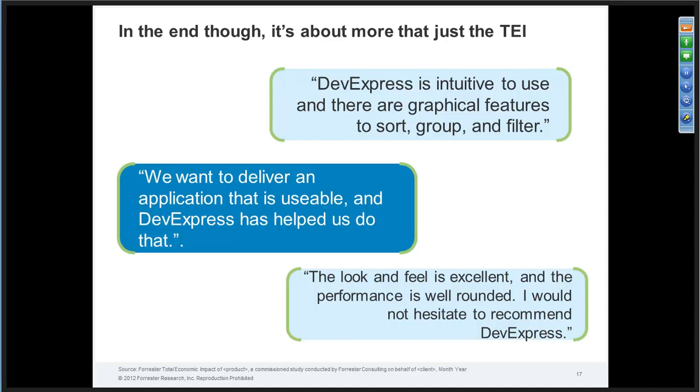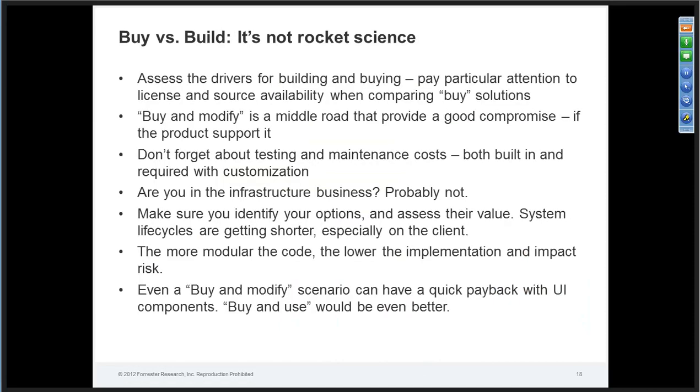You should look at the drivers, and you should assess those drivers in your own specific case. I would say that you really need to look at source availability and the ability to modify controls and components, because in reality, I think there are far more of these buy and modify type case studies than there are just drop in and go type situations. So it's not always just a build versus buy decision. That buy and modify decision is a really good middle road, and it can provide a good compromise if the product's supported, and it can still provide some pretty compelling positive results from a total economic impact.